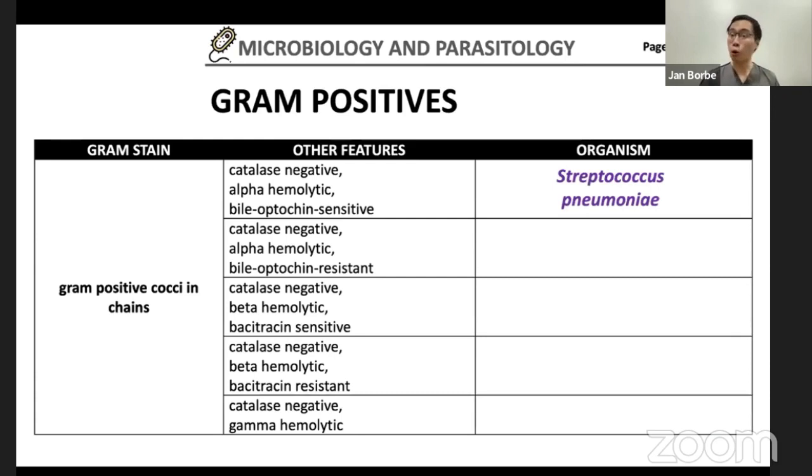Meron yung other name. May code name yan, di ba? Taxo. Di ba? Ganun sila. So kapag sinabi natin optochin, that's your taxo P. Parang code name, no? So yung taxo P, that's optochin. Yung letter P, pneumoniae, siya yung sensitive. Okay? So optochin resistant, that's your viridans streptococci naman.